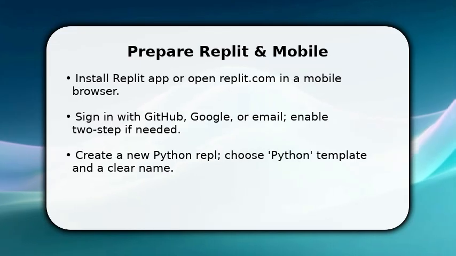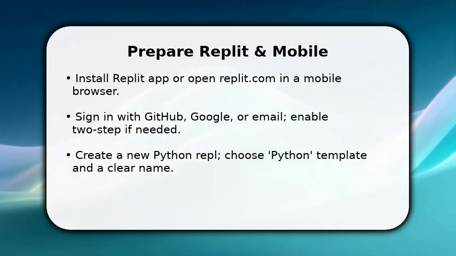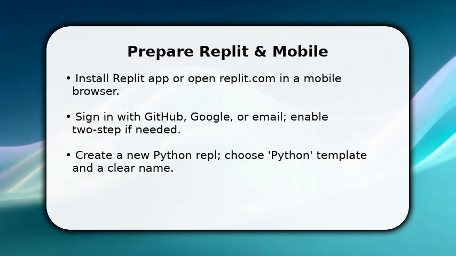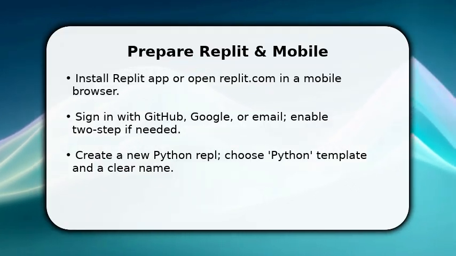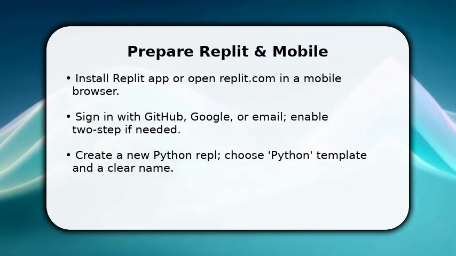Enjoy the video. You start by getting Replit ready on your phone, install the app or open Replit.com in your mobile browser. Sign in using GitHub, Google, or email. Make sure two-step is enabled if you prefer extra security.